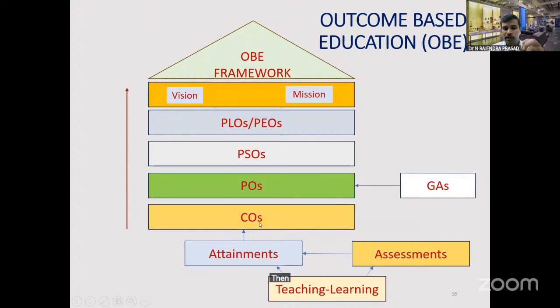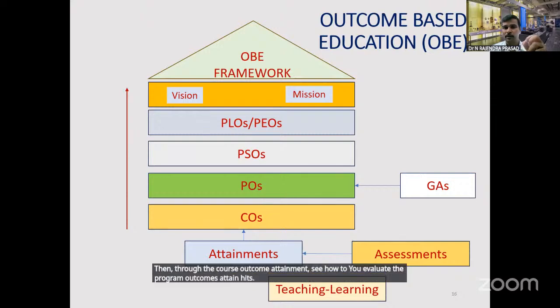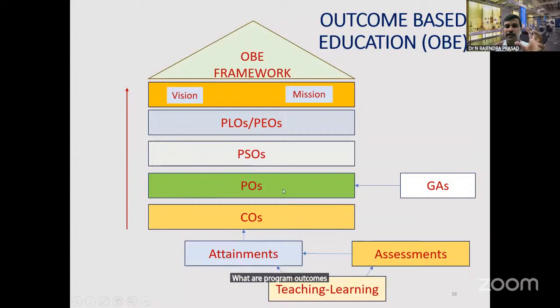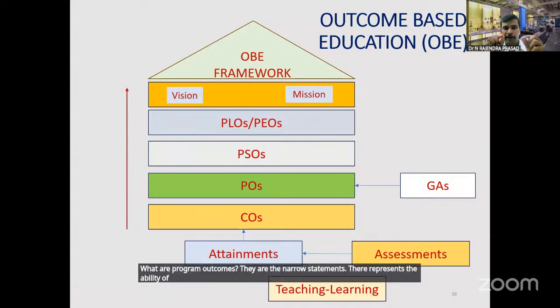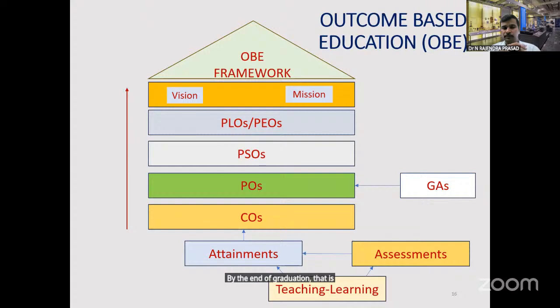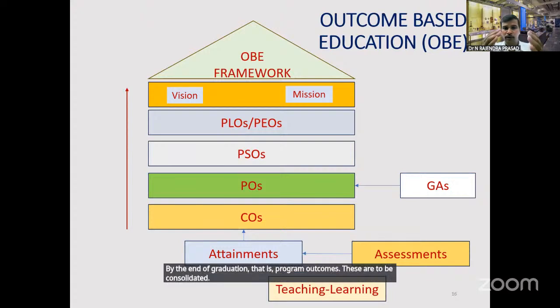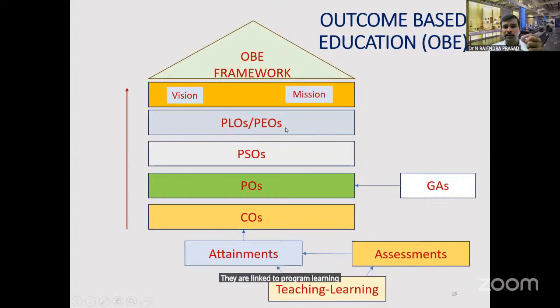Then through the course outcome attainments, you have to evaluate the program outcome attainments. What are program outcomes? They are narrow statements that represent the ability the student has acquired during the tenure of study, by the end of graduation. These are to be consolidated. A consolidated report is to be prepared by you, and both program specific outcomes and program outcomes you have to prepare. They are linked to program learning objectives or program educational objectives.